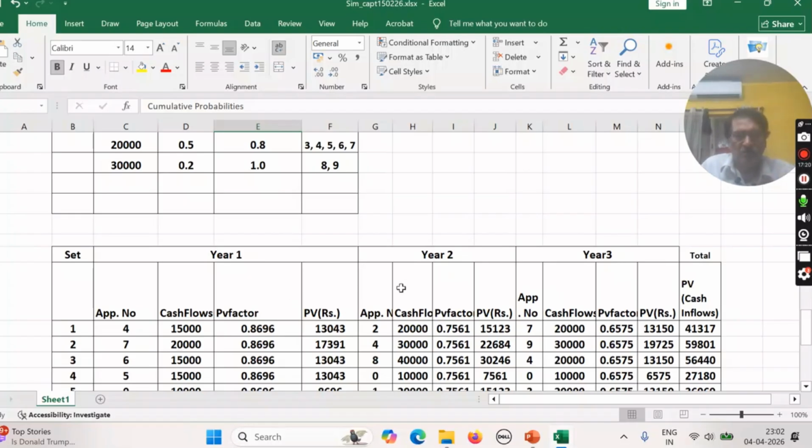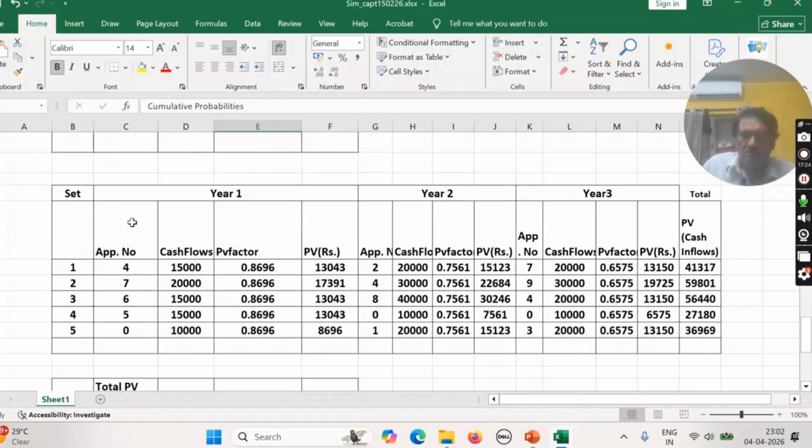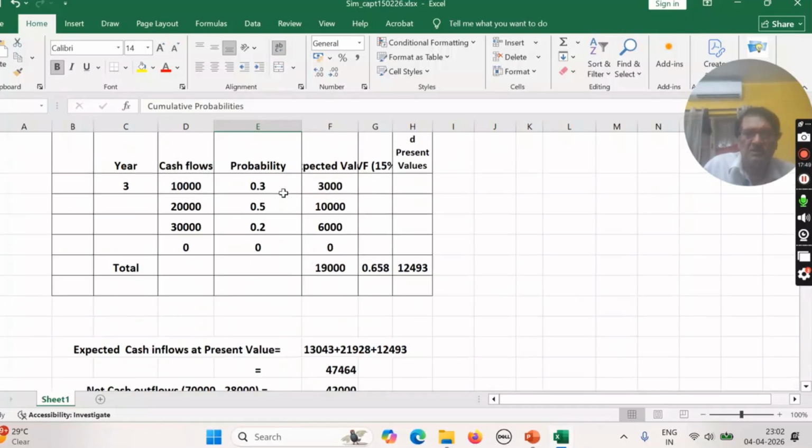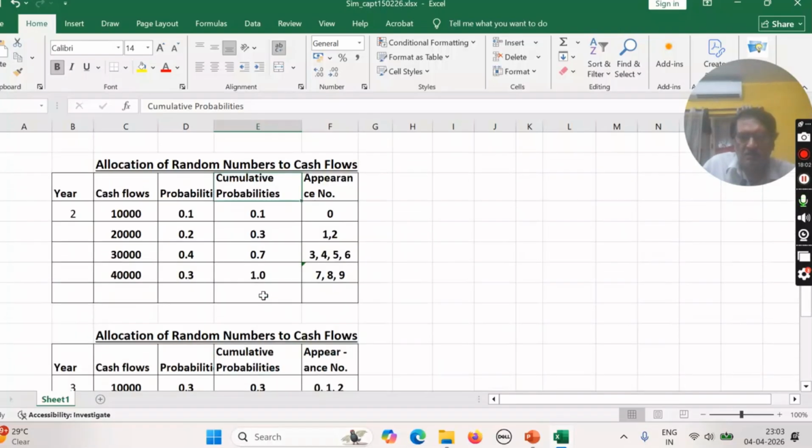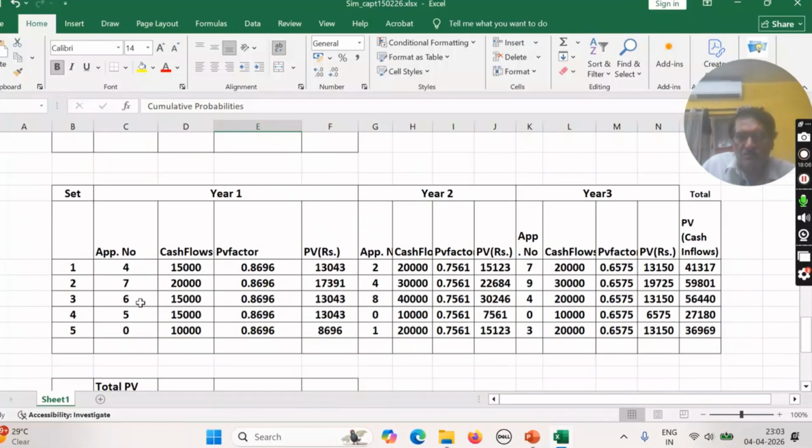Okay. Now next, we are going to calculate the present value for all the sets of random numbers. Which are the sets? 1, 2, 3, 4, 5 sets are given, and 3 years, year 1, year 2, year 3. For year 1, the random numbers given in 5 sets are 4, 7, 6, 5, 0. You can check it.